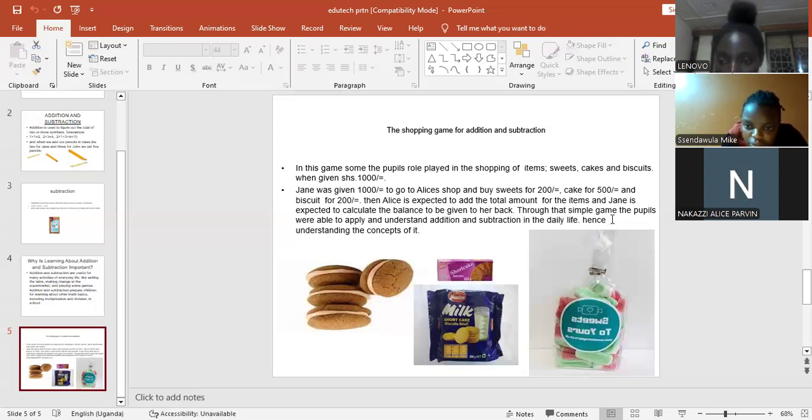So through this simple game, the pupils can be able to understand addition and subtraction. Not so?